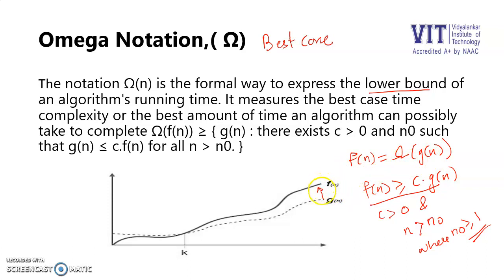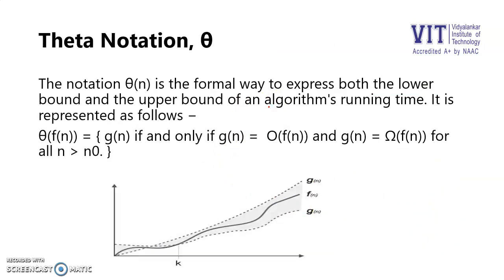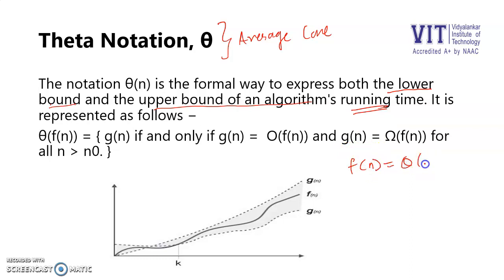So g of n will always be less than f of n. If you can see, it will always follow f of n. So this gives me the best case complexity. And theta gives me the average case complexity. Now when it comes to average case, it can be used to express the lower bound as well as the upper bound of an algorithm running time. And how do we represent it? It is represented something like this. F of n is theta of g of n such that we have f of n.